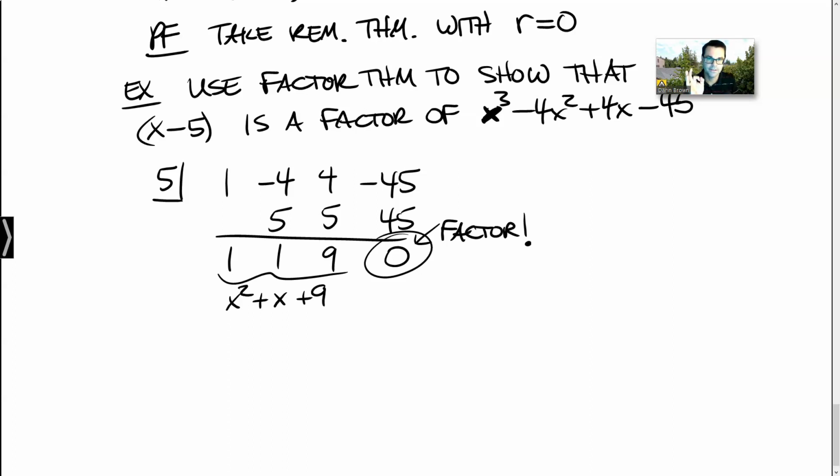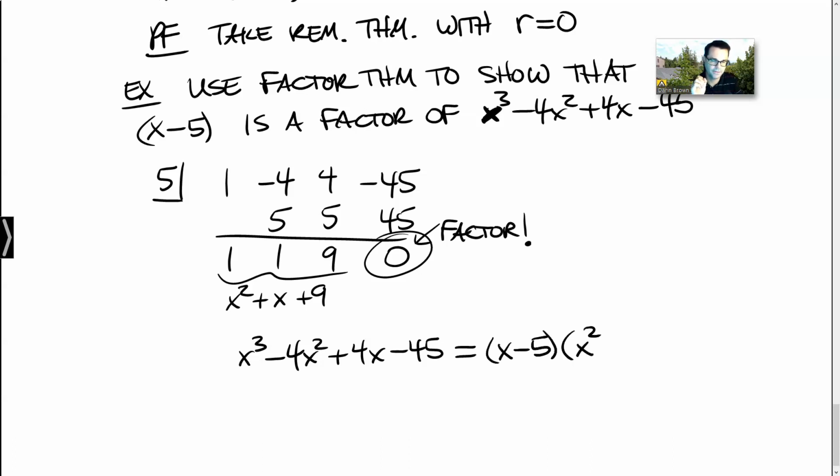So that means x cubed minus 4x squared plus 4x minus 45 factors as x minus 5 times x squared plus x plus 9. And this quadratic here does not factor over the integers. In fact, it doesn't even factor over the reals, right? Because its discriminant is negative. It's b squared minus 4ac, which would be 1 minus 36. So it's clearly negative. So it does factor over the complex numbers.